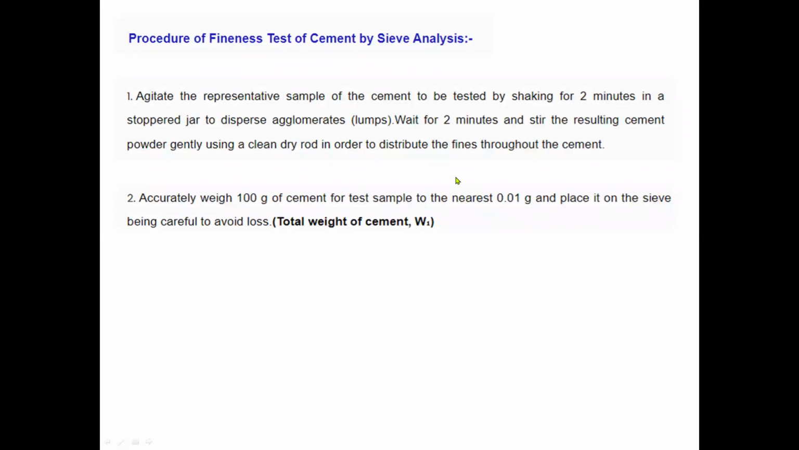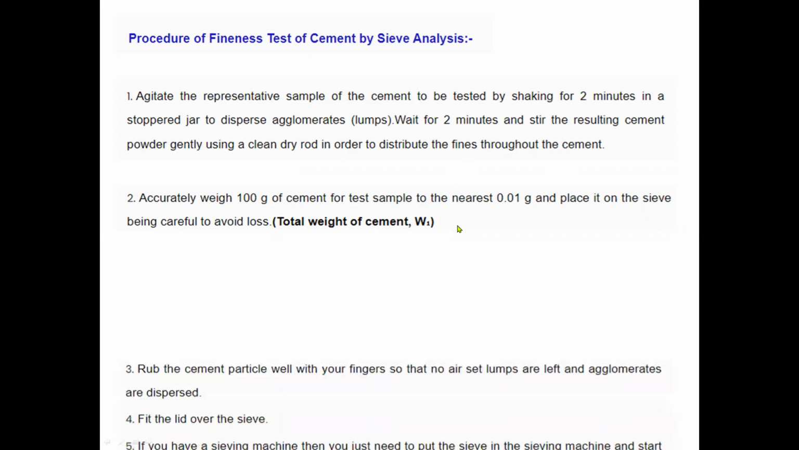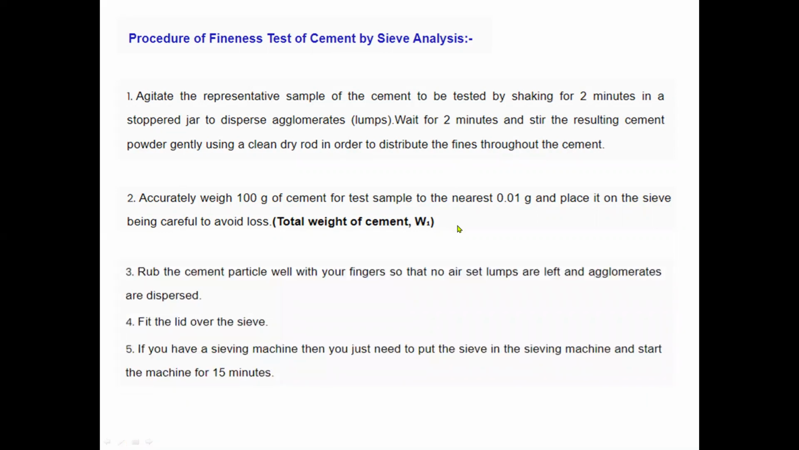Procedure number 2. Accurately weigh 100 grams of cement for the test sample to the nearest 0.01 gram and place it on the sieve, being careful to avoid loss. Then we will have the total weight of cement, W sub 1. Rub the cement particles well with your fingers so that no air set lumps are left and agglomerates are dispersed. Fit the lid over the sieve.